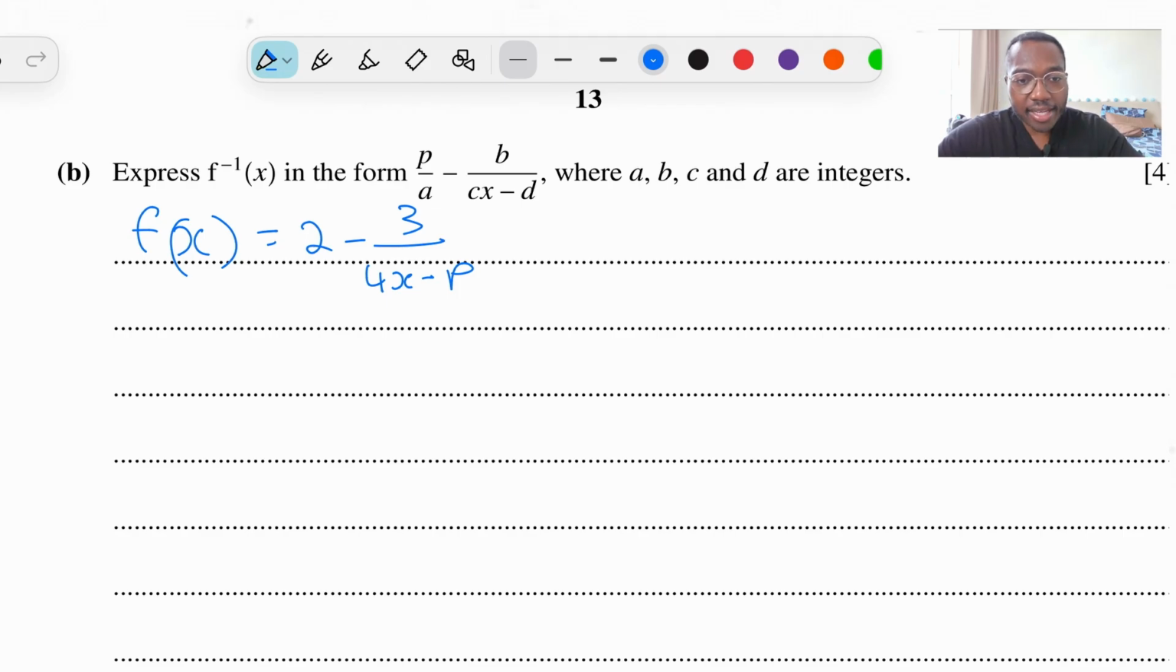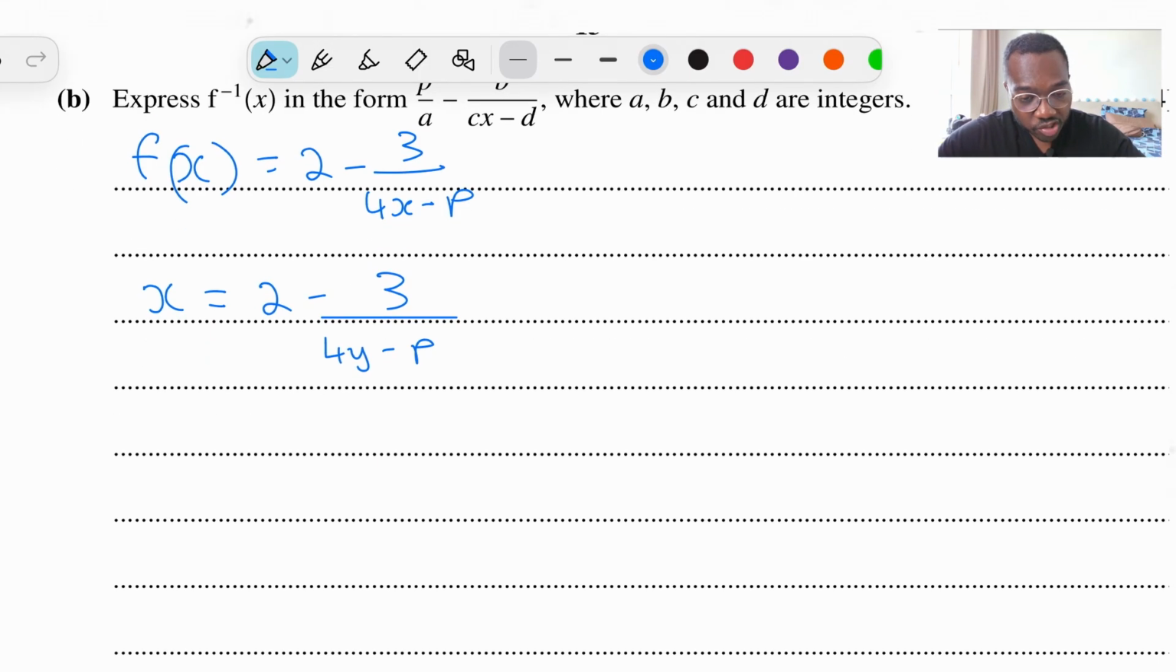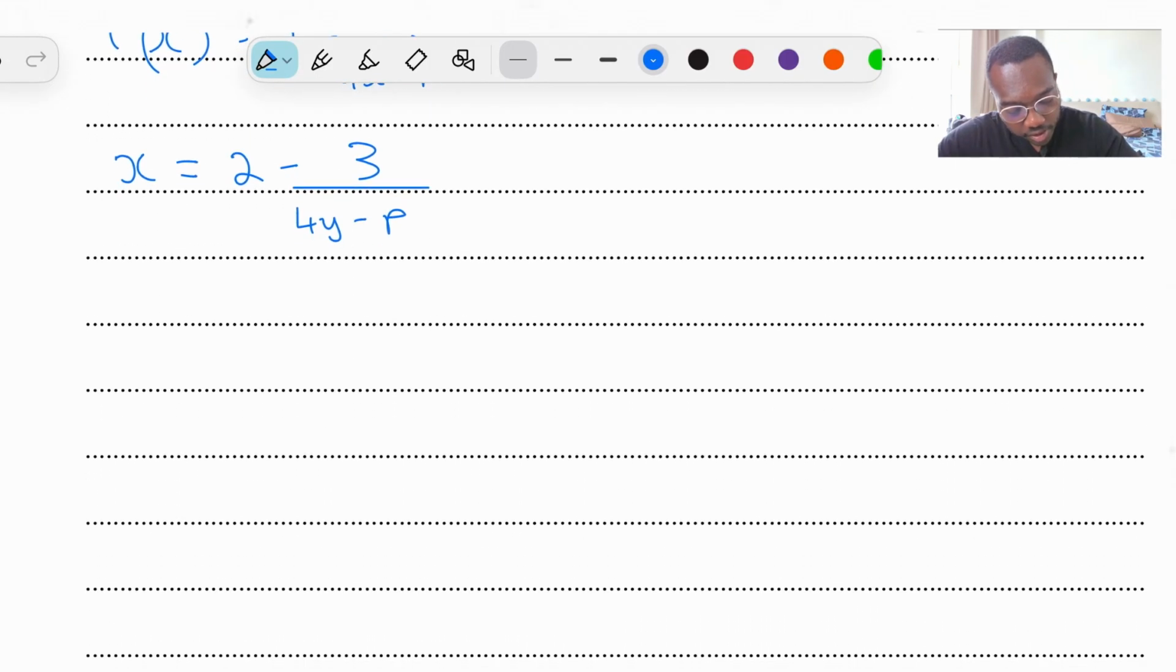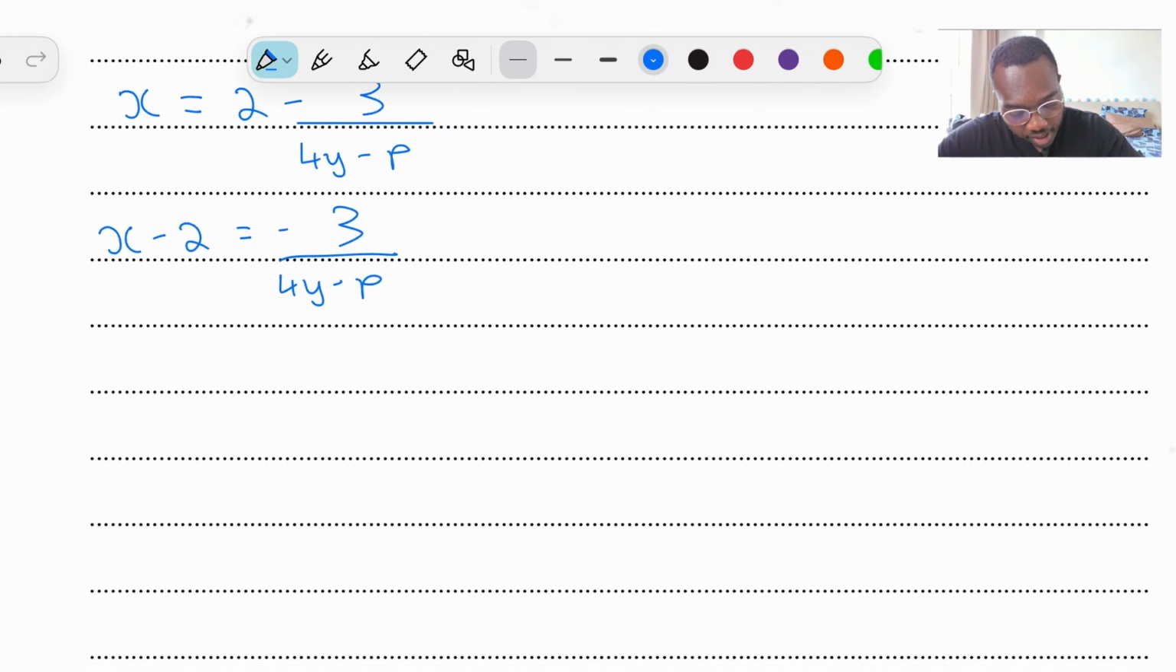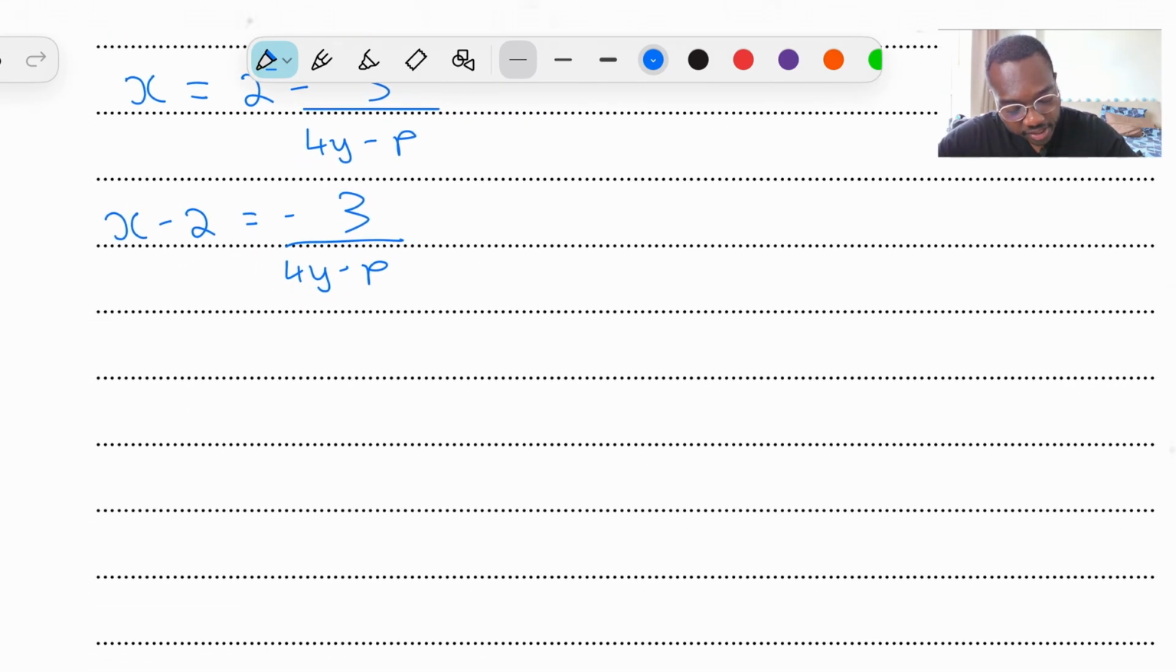What I'm going to do is I'll make all my x's y's and all my y's x's. So we end up with x is equal to 2 minus 3 over (4y minus p). And now I'm just going to rearrange this and let y be the subject of the formula, and that should give me the inverse. So now I'm going to bring that 2 to the side. So we get x minus 2 is equal to minus 3 over (4y minus p). And now I'm going to multiply both sides by 4y minus p to get rid of the fraction.